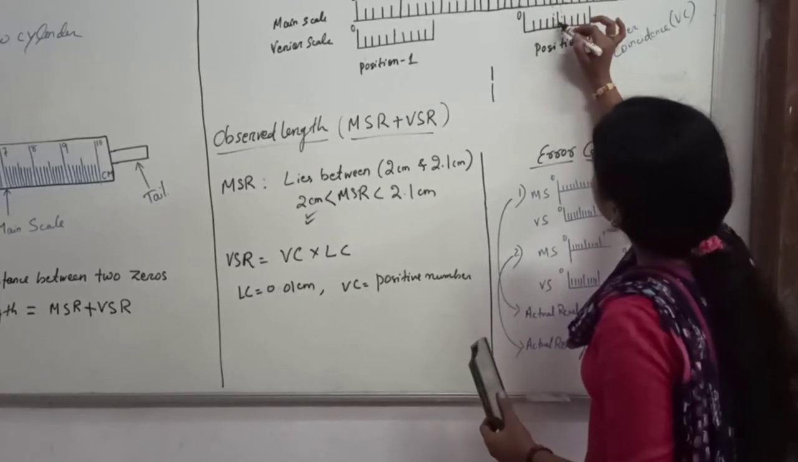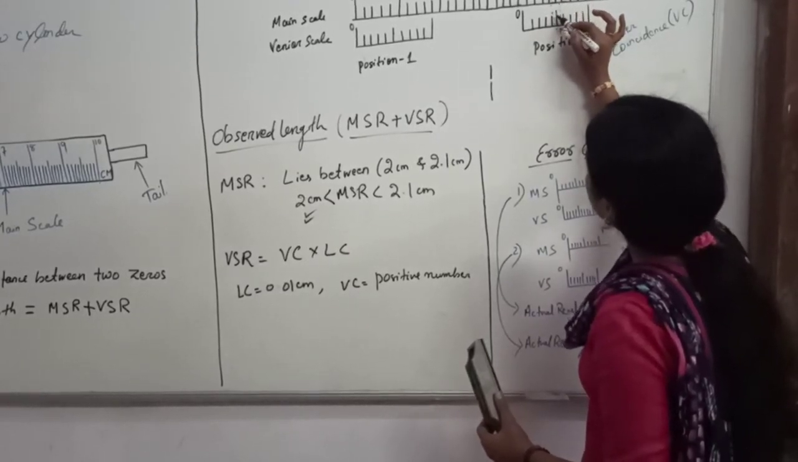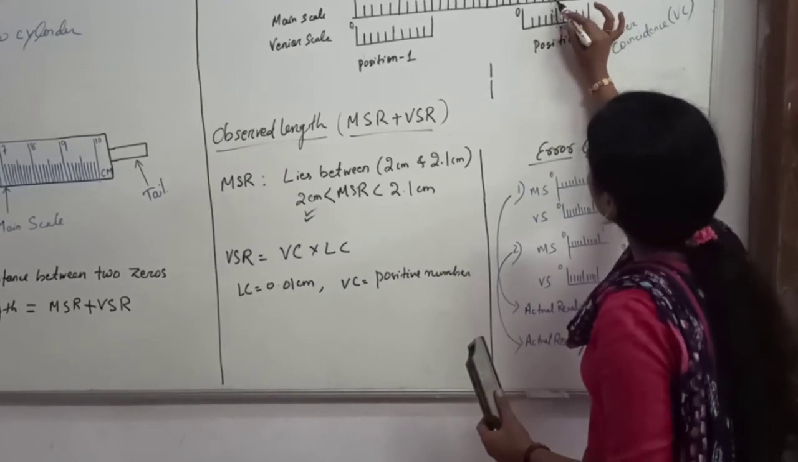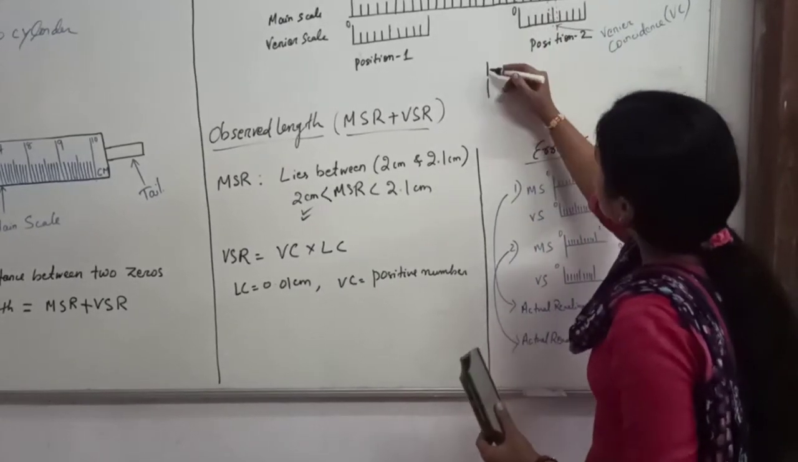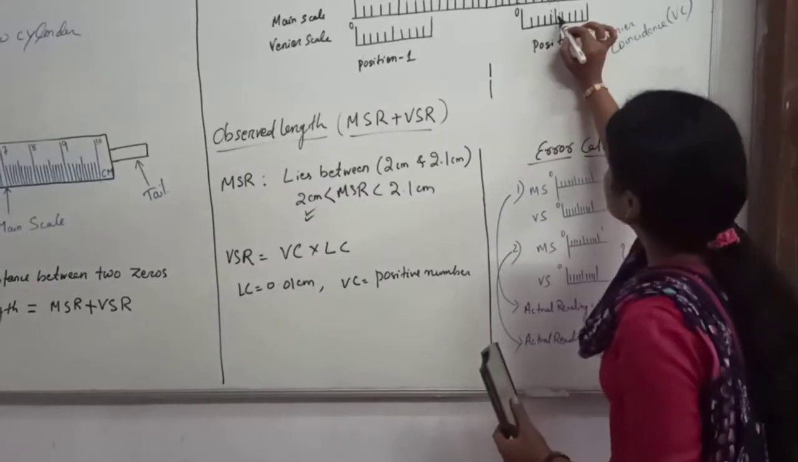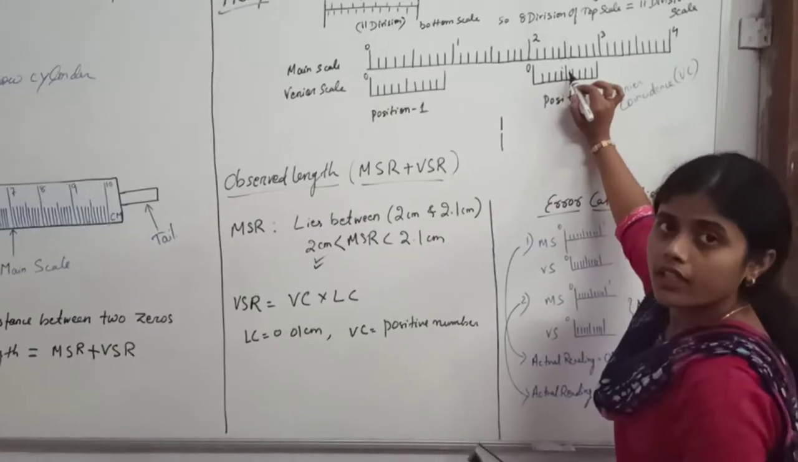You see, the fifth line is completely in one single line. If I join these two, they will come in one single line. So this will give you the vernier coincidence.